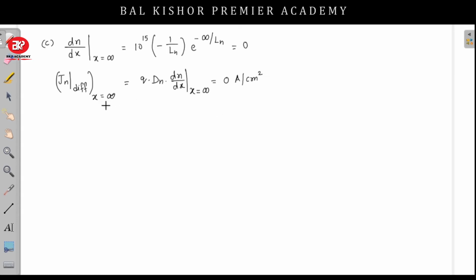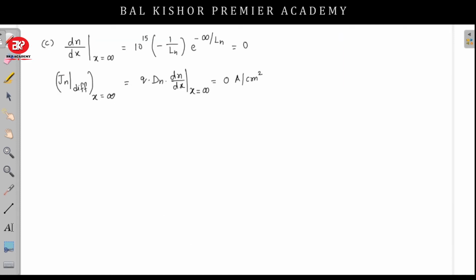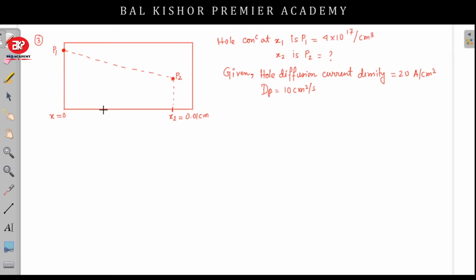In the third case, we have calculated the value of the current density due to diffusion at infinite distance, and in the second case, you can see we have calculated the value at x equals to 10 to the power minus 4 centimeter, and in the first case, we have calculated the current density at x equals to 0. So this was the second numerical. So let's move to the third numerical.